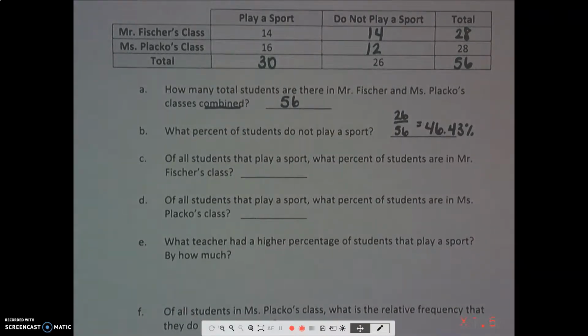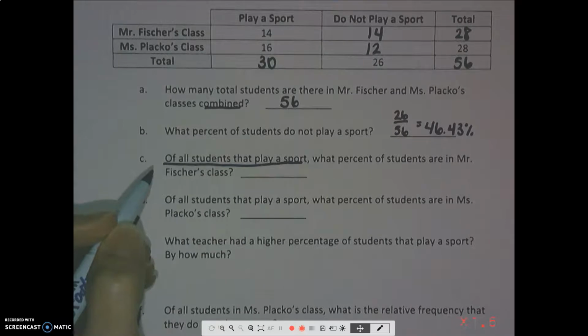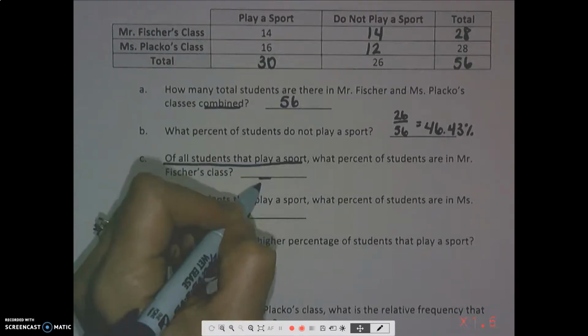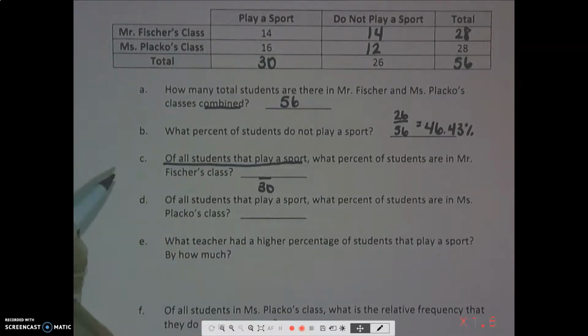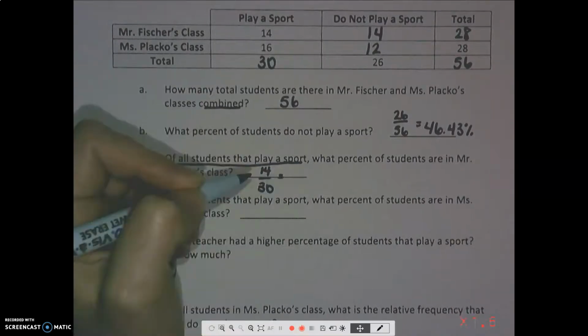Now that's an approximation. It's not exactly that. We rounded. Of all students that play a sport, so we're just focused on the students that play a sport. That means we're only looking at the 30 students that play a sport. It wants to know what percentage of them are in Mr. Fisher's class. So Mr. Fisher's class play a sport. There are 14 out of 30 of those.